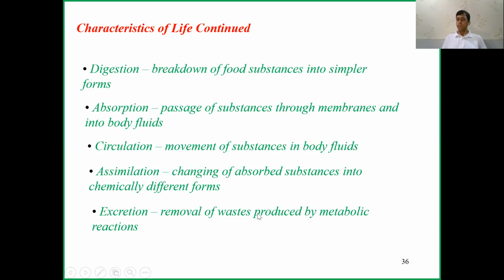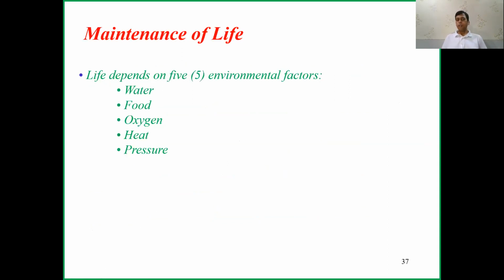In each cell, there is removal of waste products by metabolic reactions. They digest, absorb the nutrients, put them into circulation, and everything goes into the cell. And for maintenance of life, we know that we need panch tattva. They used to say water, food, oxygen, heat, and pressure, but we need panch tattva: wood, fire, earth, metal, water, as per Chinese philosophy, and as per Indian philosophy, Akash Tattva, the ether.